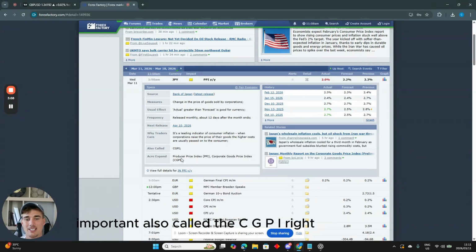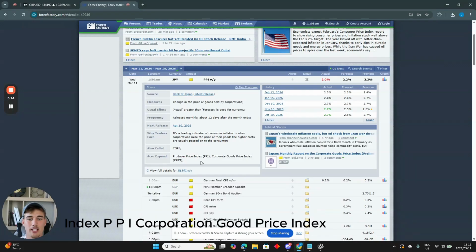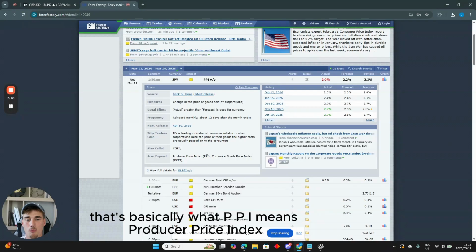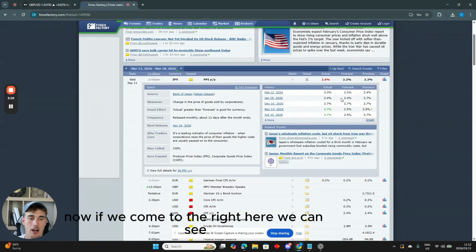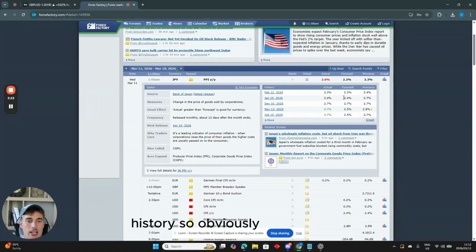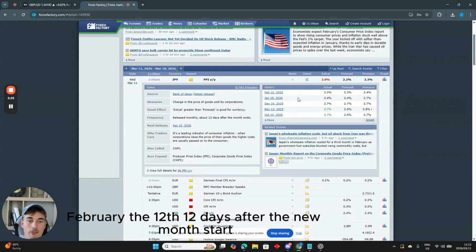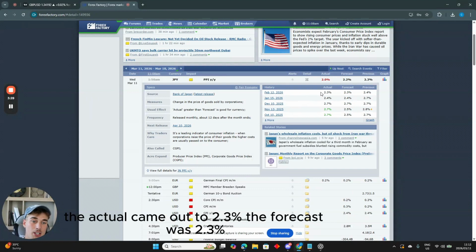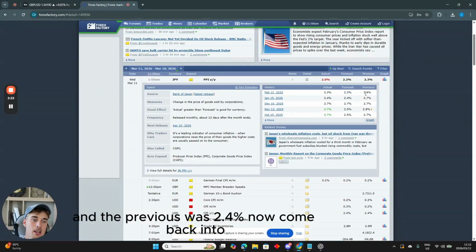Also called the CGPI, right? Corporate Goods Price Index. That's basically what PPI means, Producer Price Index. Now, if we come to the right here, we can see history. So obviously, February the 12th, 12 days after the new month starts, the actual came out at 2.3%. The forecast was 2.3%, and the previous was 2.4%.